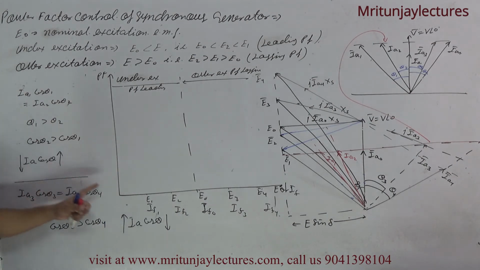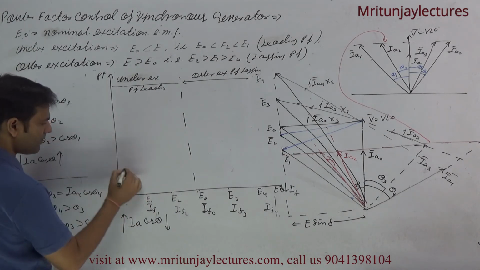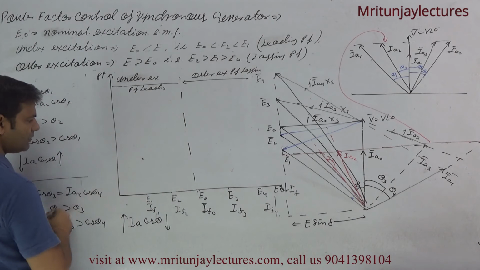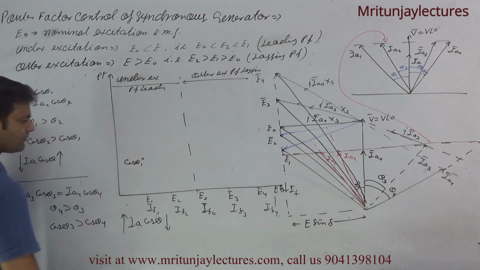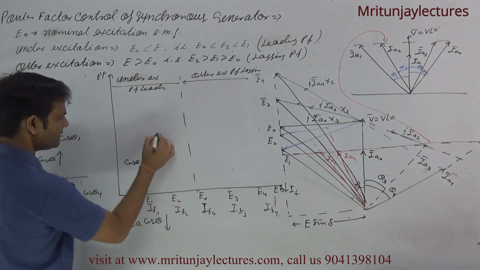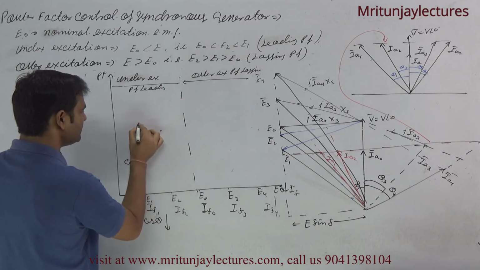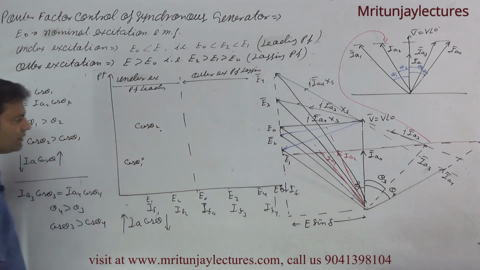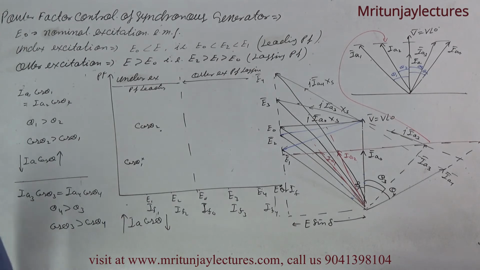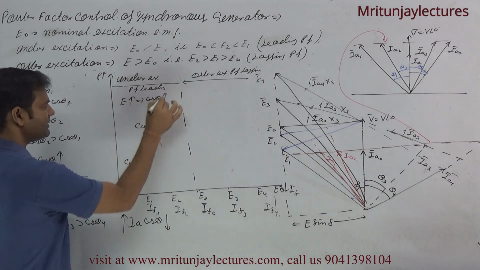Okay. Excitation voltage increases. What about power factor? It increases. It means corresponding to cos theta 1, and in this region power factor corresponding to cos theta 2. Clear? It means E increases, and power factor also increases in this region.